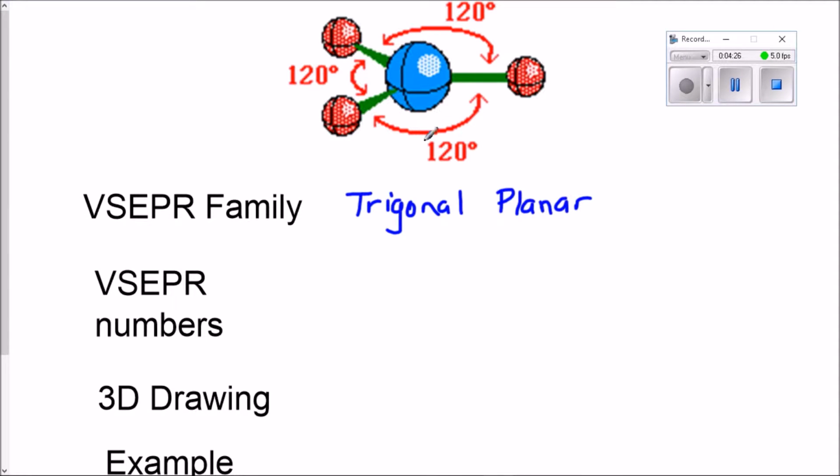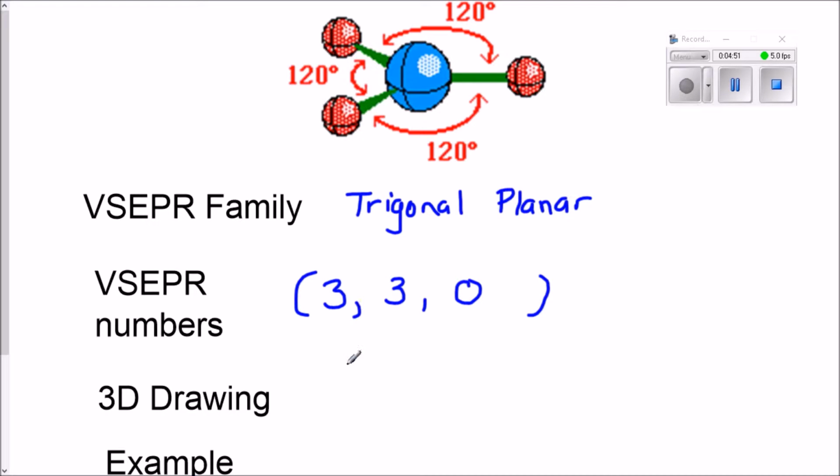The VSEPR numbers would be: I have 3 bonding pairs here. Again, this is breaking the octet. So 3 total pairs of electrons, no lone pairs, all 3 are bonding, and 0 are lone pairs. So this is the trigonal planar. Whenever you have these VSEPR numbers, you can look at your sheet and see that it is a trigonal planar shape.